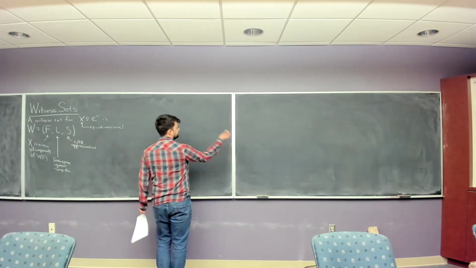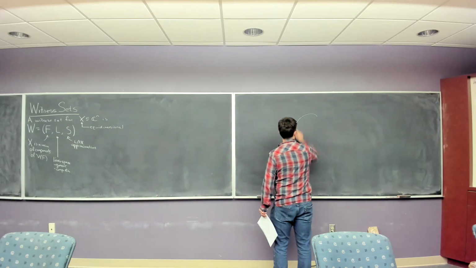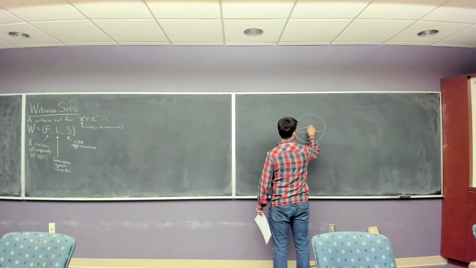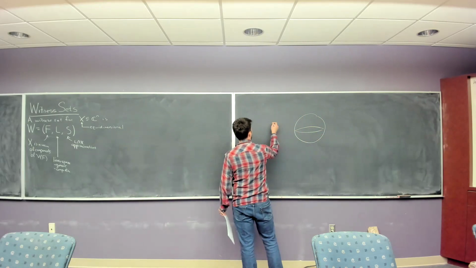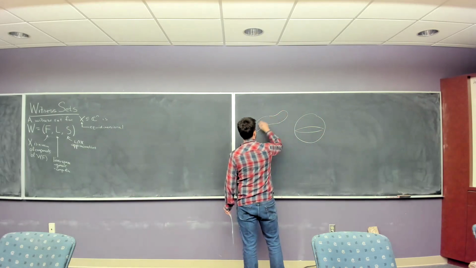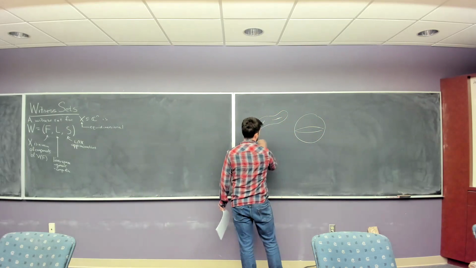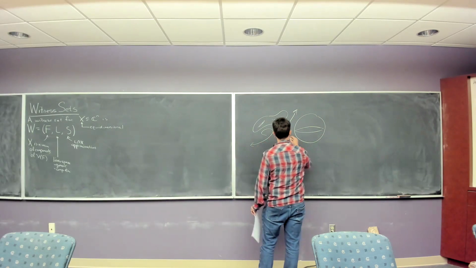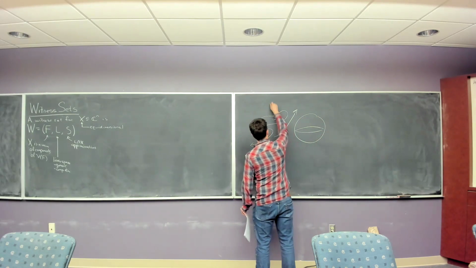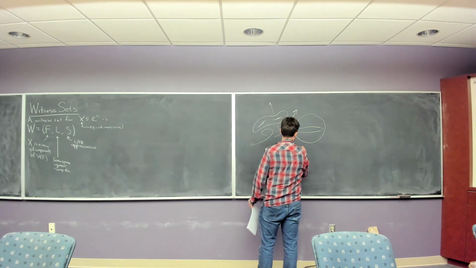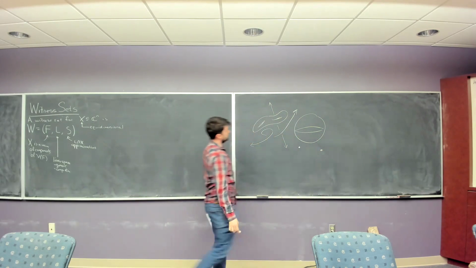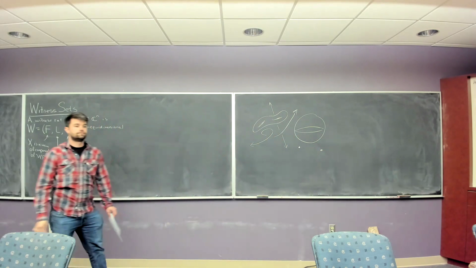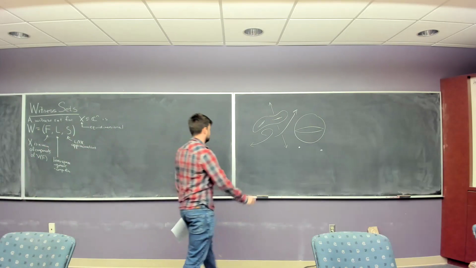So for example, that's a good circle. Okay, let's do that. We might have a variety that looks like this. Okay. That's a variety you might care about.